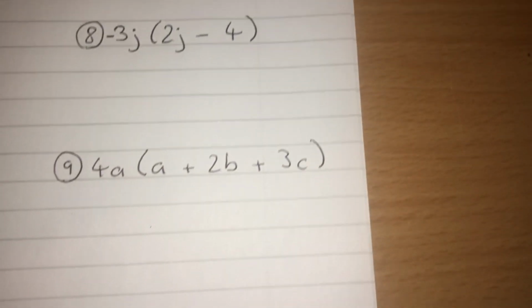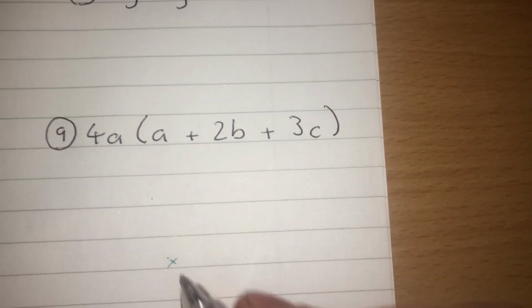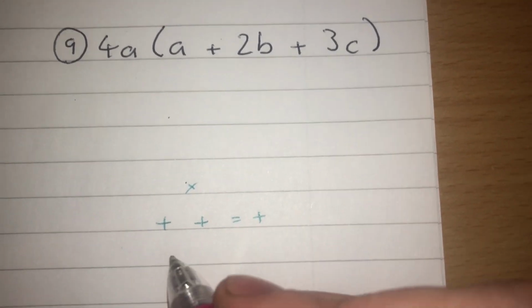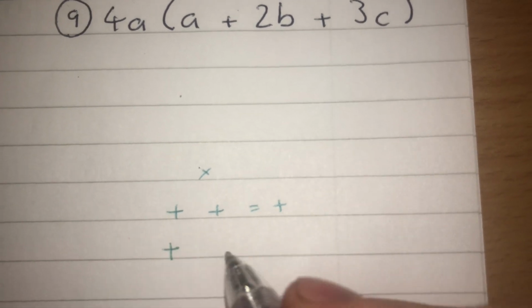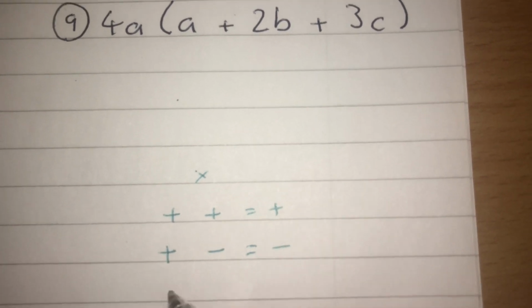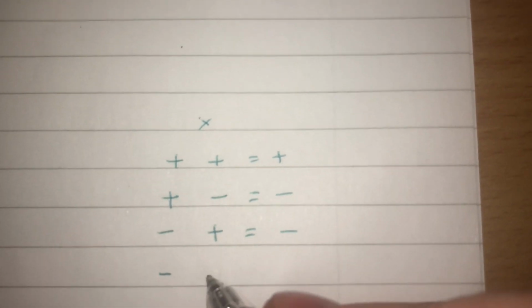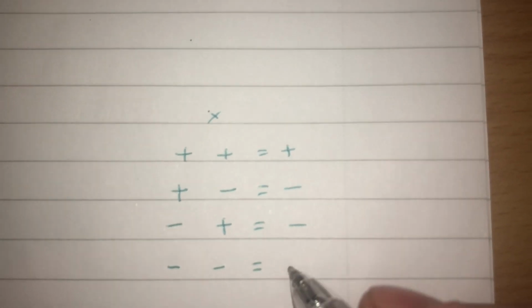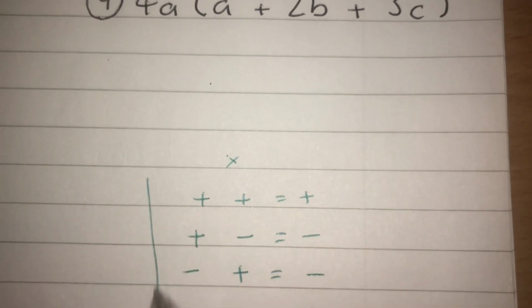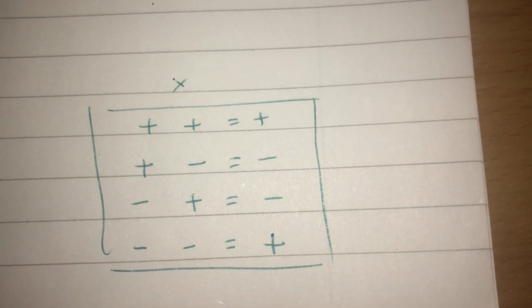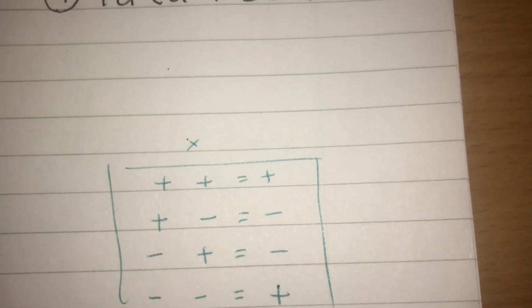Now, just a quick recap when we're multiplying in algebra. Okay, if we multiply two positives, we get a positive. If we multiply a positive times a negative, we get a negative. Negative times a positive, we get a negative. And if we ever multiply two negatives, that gives us a positive. That's something you need to learn when you're multiplying or dividing terms in algebra. And again, it's touched on in the previous video where we look at multiplying terms.